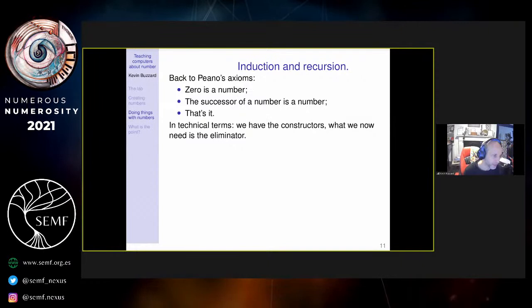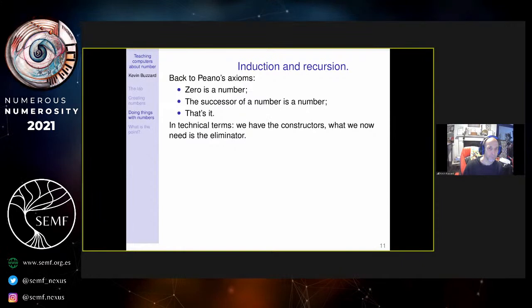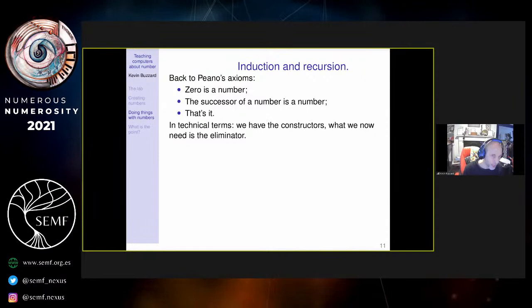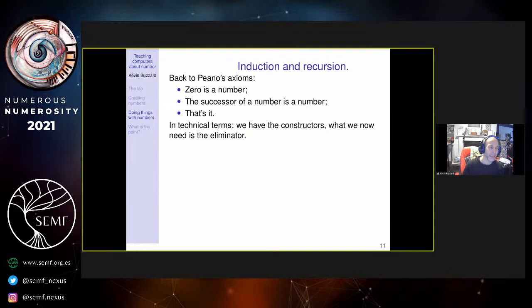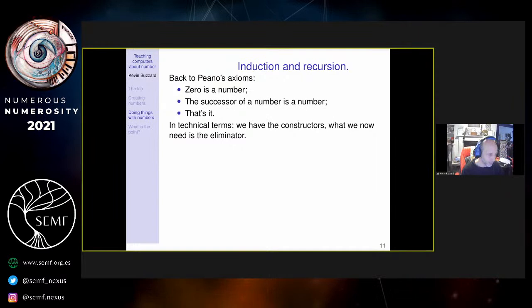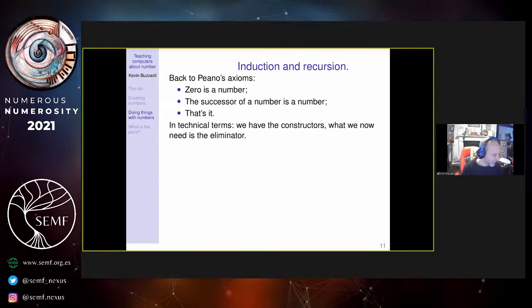So this is the last time we're going to talk about technical computer science terms. But what we have now is a type called number, and we have two constructors for that type, which means we have two ways of making numbers. Zero is a number, and the number after a number is a number. If you think about this abstractly, that's not good enough. Given any new type, we don't just need constructors, we also need eliminators. An eliminator is a way of making other stuff, given that we have numbers.